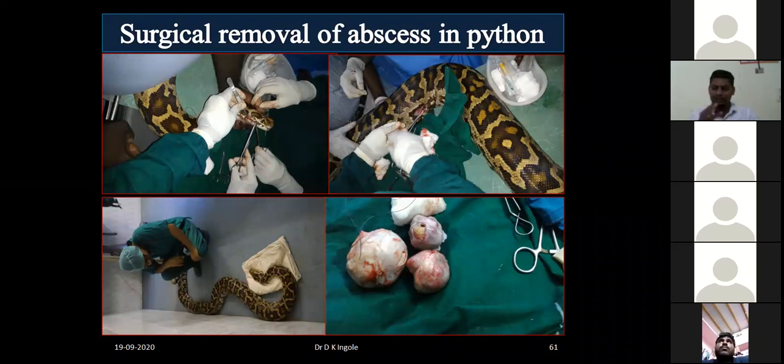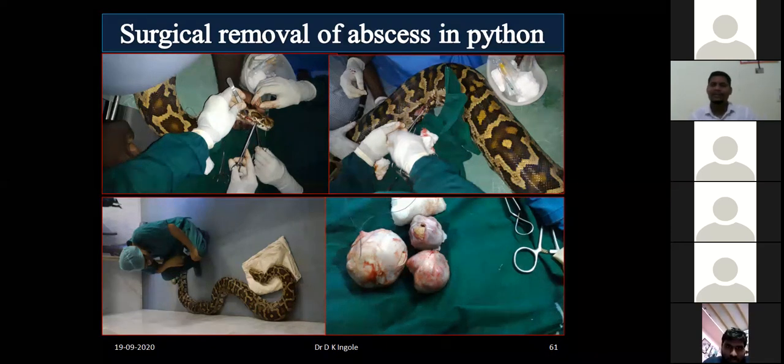Then what anesthetic drug is used in reptiles? Mostly ketamine is used at 5 to 100 mg per kg body weight. That is a very wide variation. So I used only 15 mg per kg body weight, and that worked. Along with it we used tramadol, and gaseous anesthesia was not available. With this ketamine and tramadol, I operated on this abscess formation.